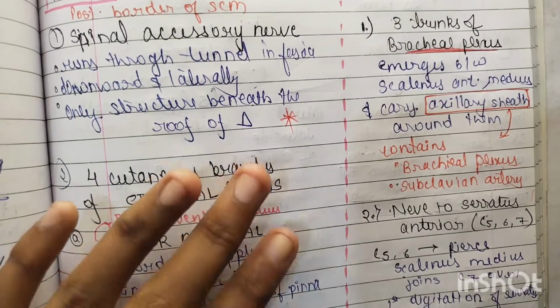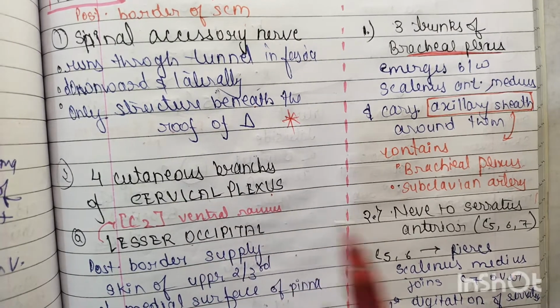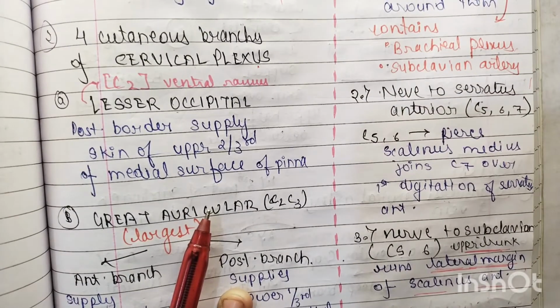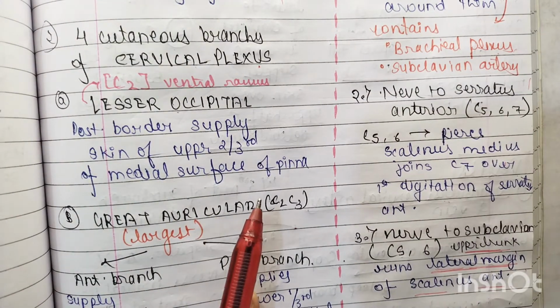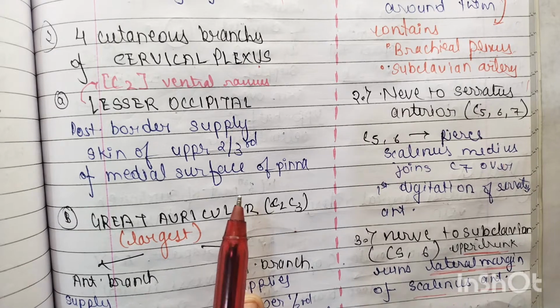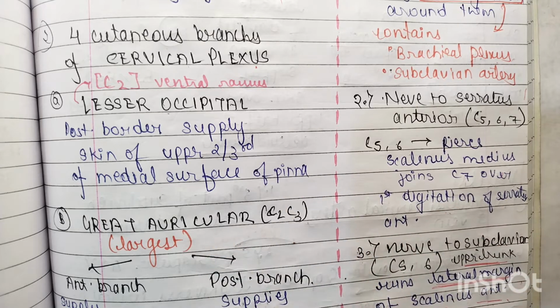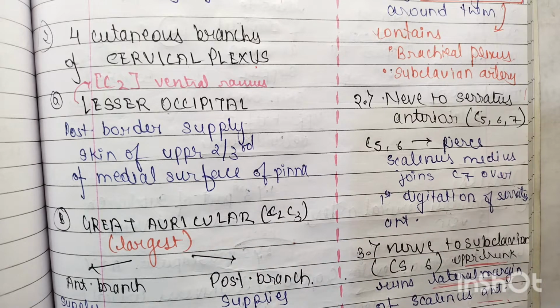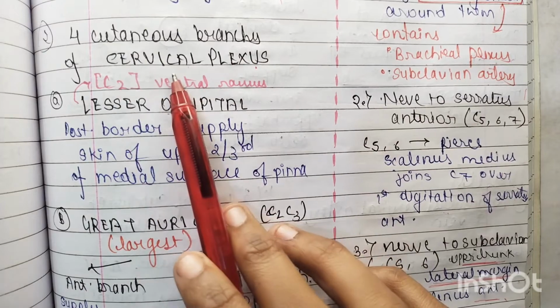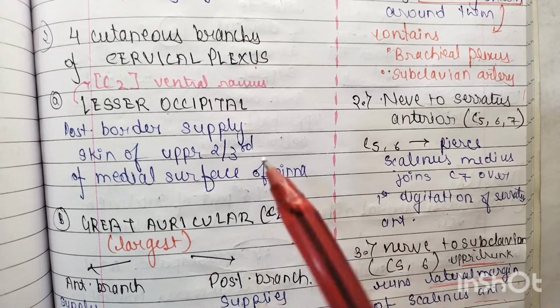Second, we have 4 cutaneous branches of the cervical plexus. We discussed the roof in the last lecture, where we said the roof is formed by the investing layer of deep cervical fascia, which has platysma, the posterior external jugular vein, and parts of the supraclavicular, greater auricular, lesser occipital and transverse cutaneous nerves. All those 4 are cutaneous branches of the cervical plexus, and we are going to discuss them in detail.